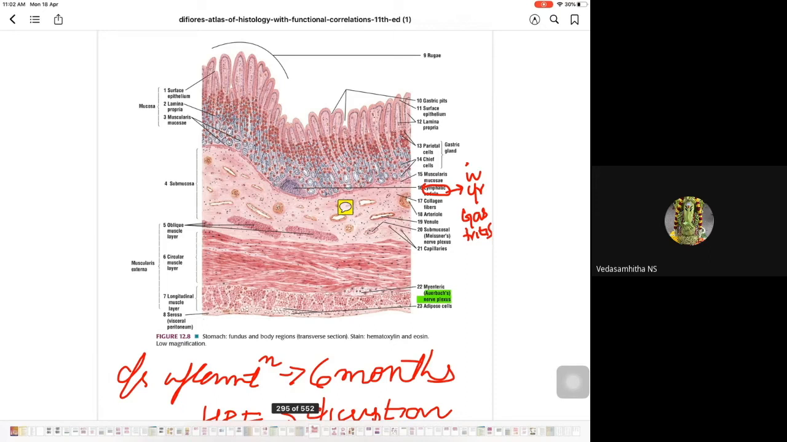And we can see rugae, gastric pits, surface epithelium, lamina propria, parietal cells, chief cells, together gastric glands, muscularis mucosae, lymphatic nodule, collagen fibers, arteriole, venule, submucosa consisting of Meissner's nerve plexus, capillaries, myenteric Auerbach's nerve plexus, adipose cells.